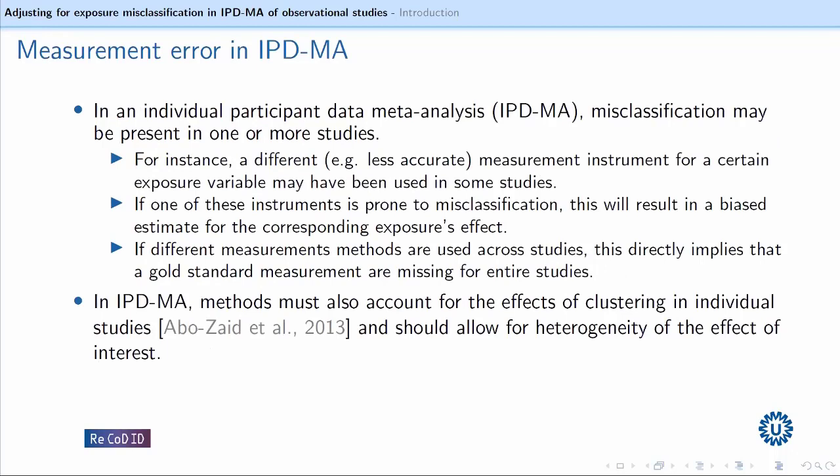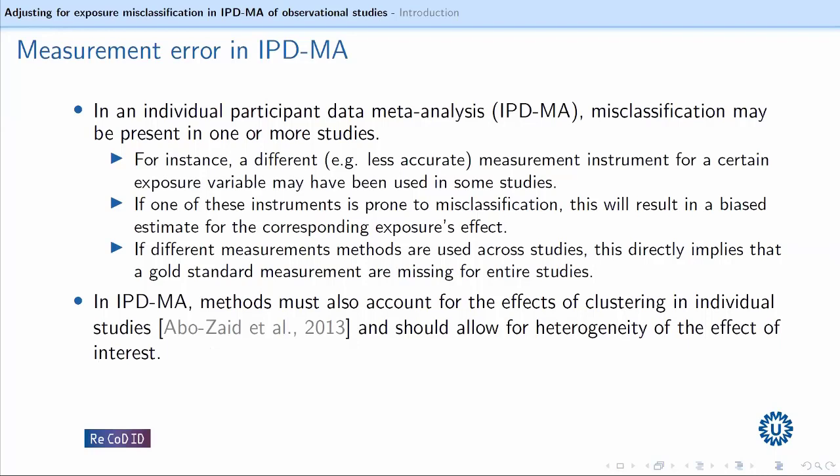Now, if we go to IPD meta-analysis, we must consider that there may be different measurements used across studies. If one of them is less accurate than the other, you could say that in that case the gold standard is missing, meaning it is prone to misclassification. And also, this may introduce heterogeneity in the exposure-outcome effect.